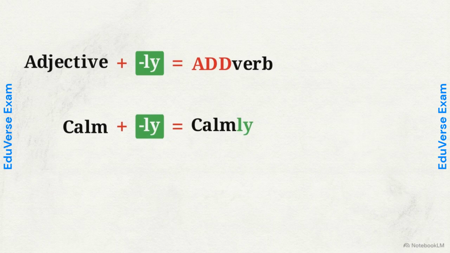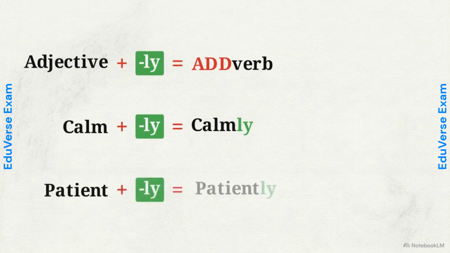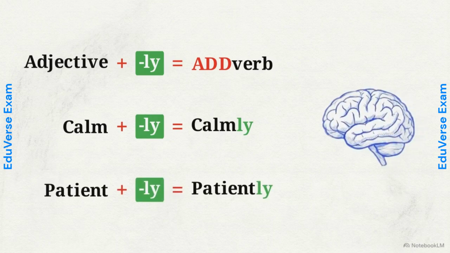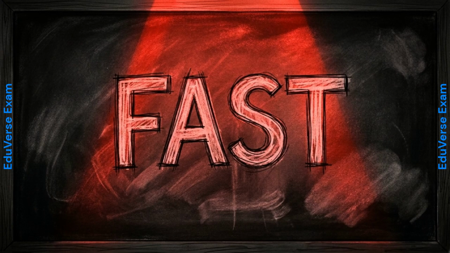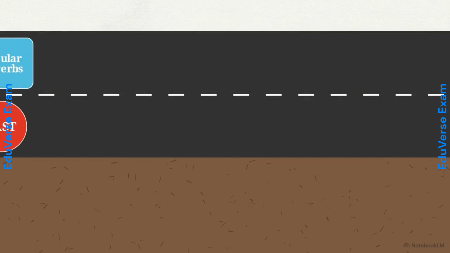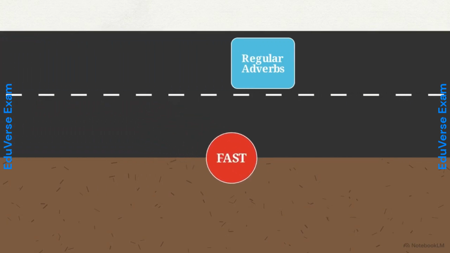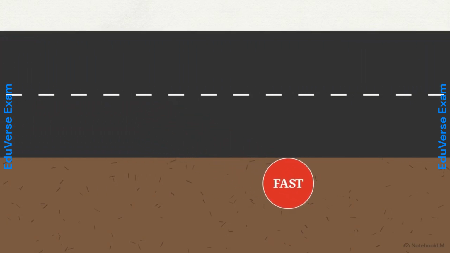If someone is patient, they wait patiently. The brain deeply internalizes this reliable formula. The confusion begins with the word fast. It is a linguistic rebel that refuses to follow the standard highway. In standard modern English, the word fastly has no place.